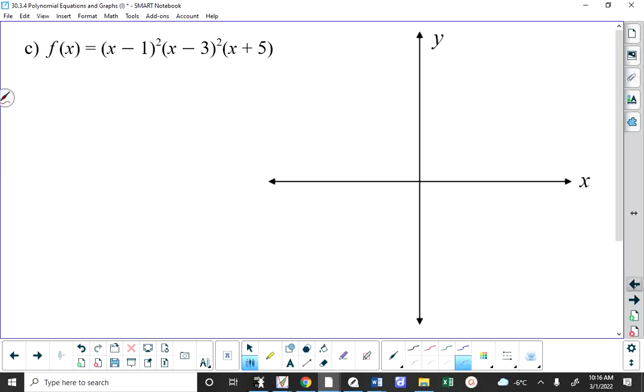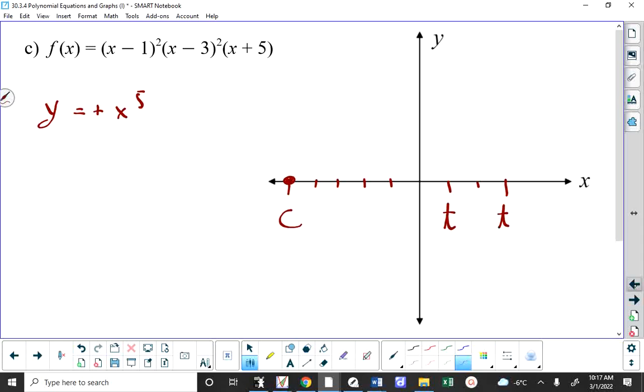We will have an x-intercept of negative 5, that will be clean. We will have an x-intercept of 1 that will be tangent because it's degree 2 for a multiplicity. An x-intercept of 2, 3 that will also be tangent. If we expand this out, we would get y equals positive x to the 5.